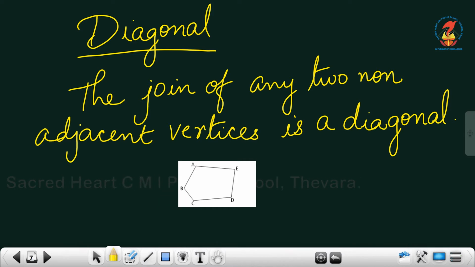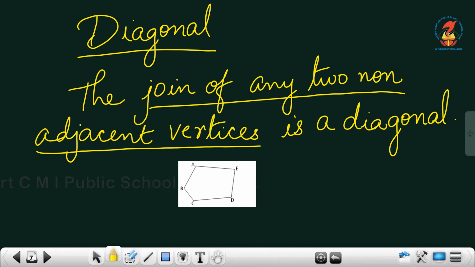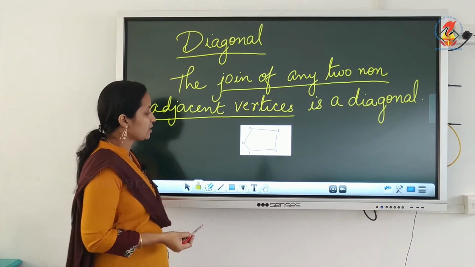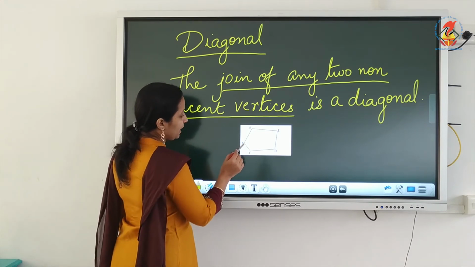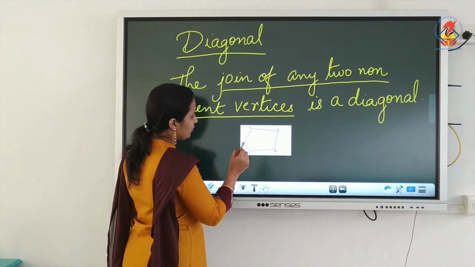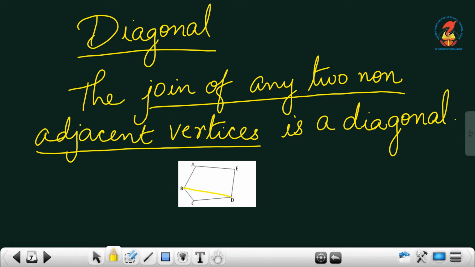Diagonal means what? The join of any two non-adjacent vertices. We already studied adjacent vertices, is it? Non-adjacent vertices means what? We know that B and C are adjacent vertices. So just draw a line segment from B to D. B and D are non-adjacent vertices, so that is a diagonal. Okay. So BD is a diagonal here. Now can you draw another diagonal?